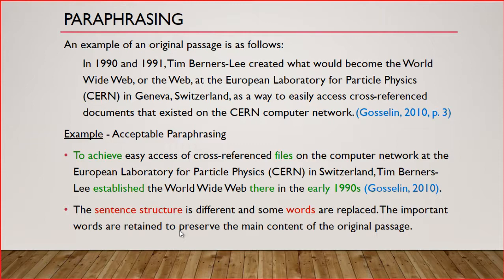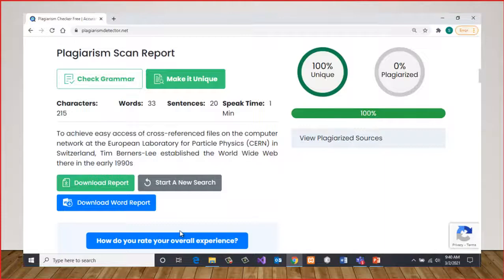Perhaps if you are a professor, you can do it easily, but this is something that you need to learn. It needs experience, and you need to be able to think. So this is acceptable paraphrasing. How do I know this is acceptable? Because I'm going to test it using the tool. Now this is the plagiarism scan report, and you see that it is 100% unique.